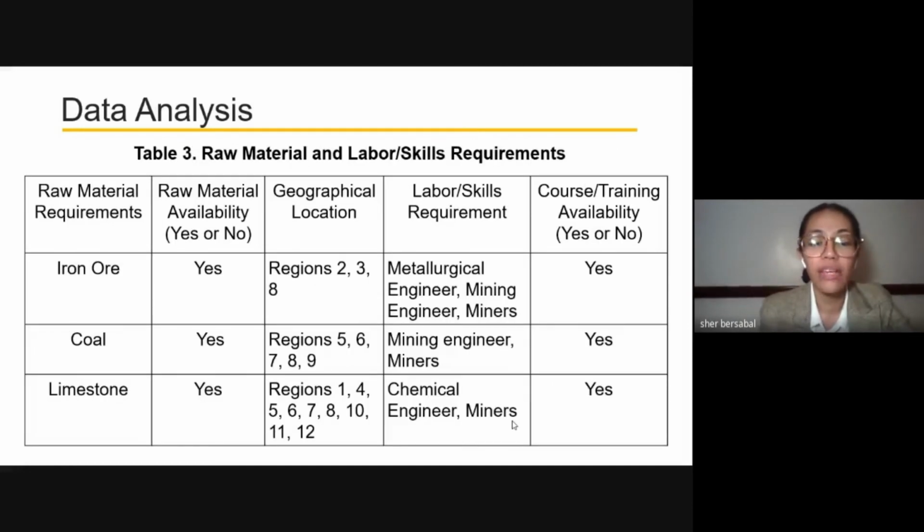Next, we will have Table 3. Table 3 presents the raw materials in steel production and their availability in the Philippines. In addition, the table shows the labor or skills requirements in the Philippine steel industry. The collected data from the secondary data sources are described and interpreted through a comprehensive discussion that highlights the key information in the objective context.